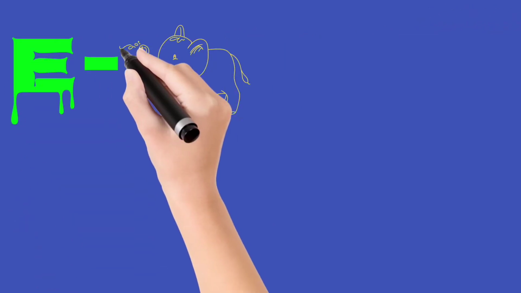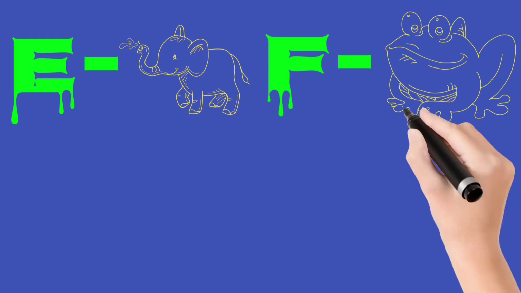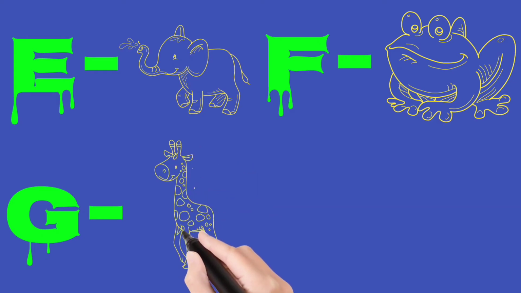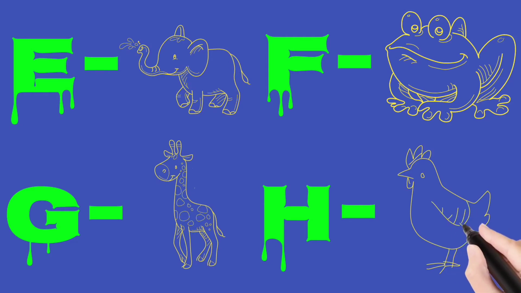E for elephant. F for frog. G for giraffe. H for hen.